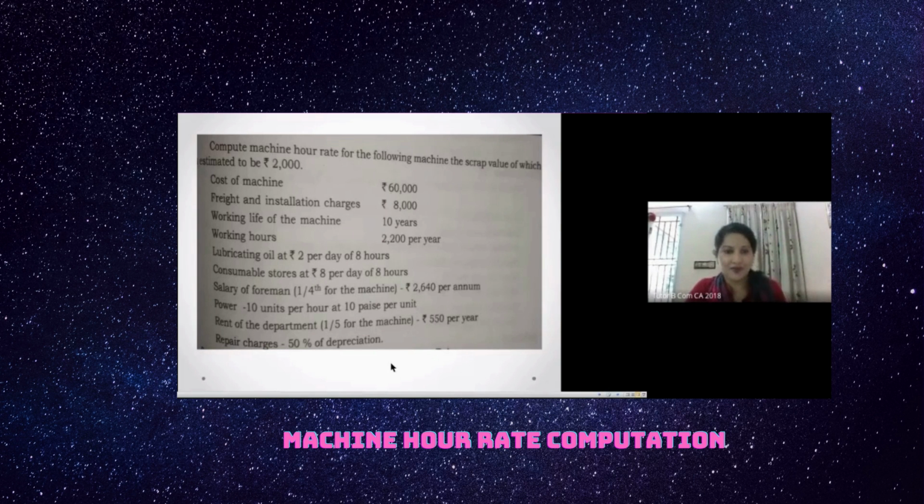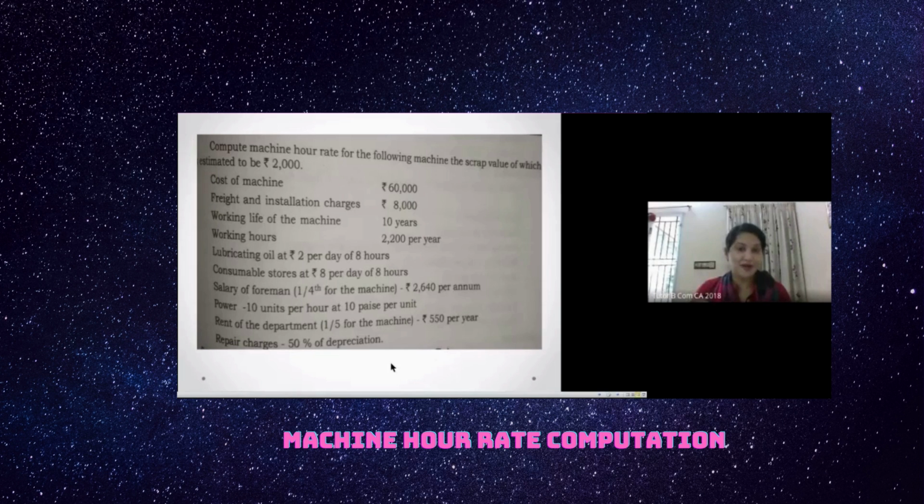And the scrap, which is given towards the end, will be deducted from the existing cost to find out what is the actual expense connected with that machine, which will be divided by the number of years for finding out the depreciation. So seeing that information itself, we can understand it is for computation of the depreciation.